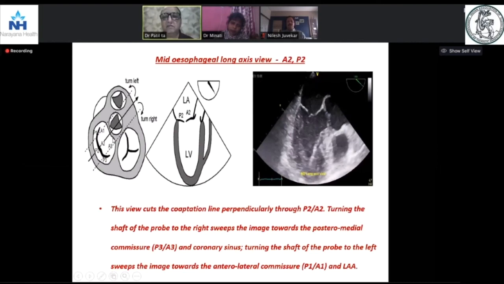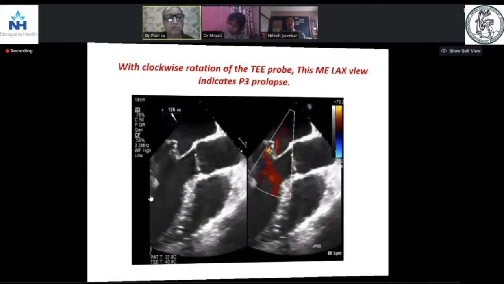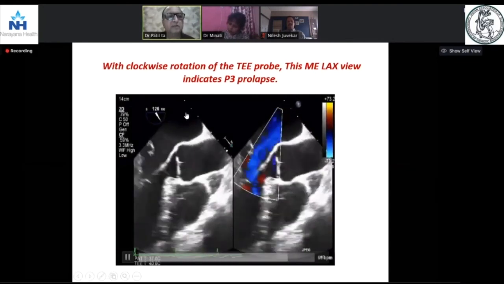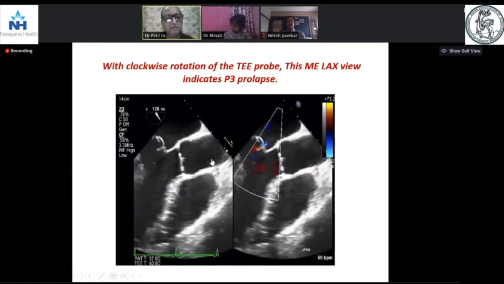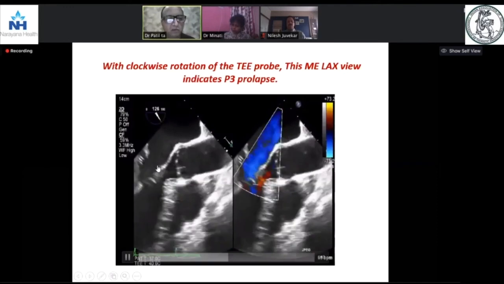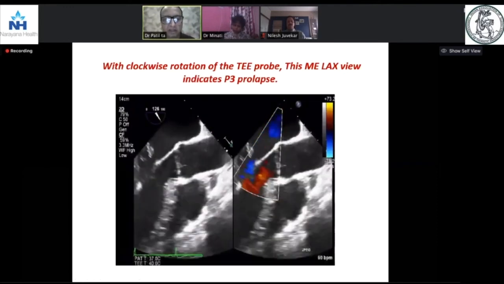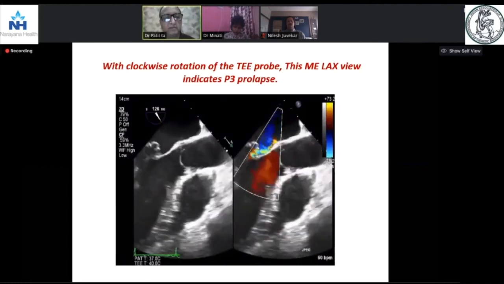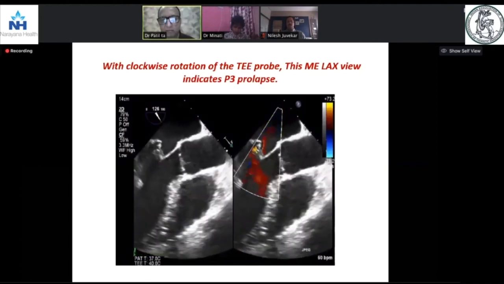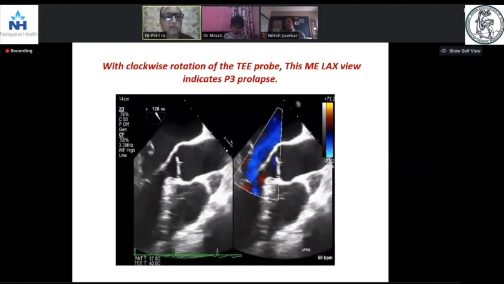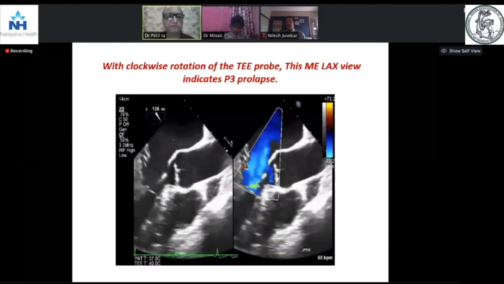Okay, now I'm showing you another view. Now actually this is a long axis view. Normally we say it is the A2 and the P2 segments, but I would know, because I have done the probe rotation, that is, with clockwise rotation of the TEE probe, I would definitely say this is the P3 scallop which is prolapsing. I'm not saying in the neutral position this is not seen, but important is we have to understand that the degree of prolapse becomes more prominent in whichever segment it is prolapsing. Suppose it is actually a P3 prolapse. If I do a clockwise rotation of the probe, the prolapse becomes more significant. And if I go back to neutral position, the prolapse is not so effectively seen. That is what I meant to say. I hope everybody understood the rotations of the probe.